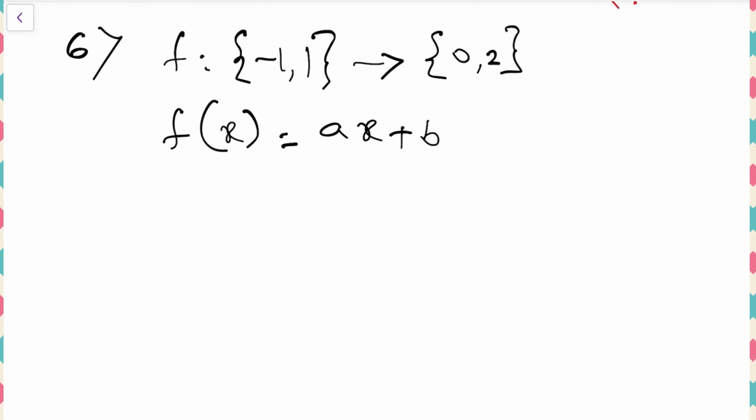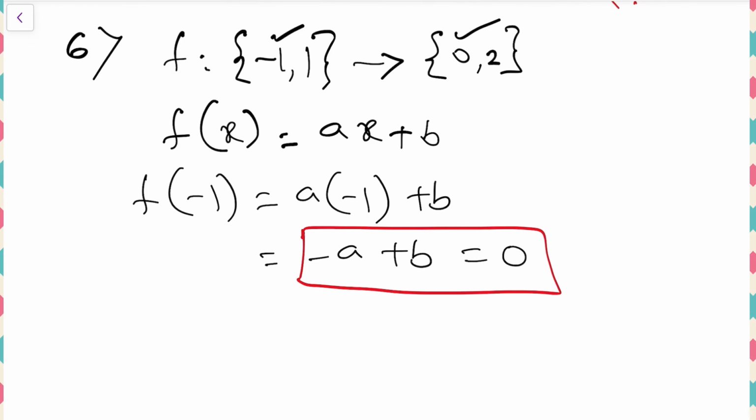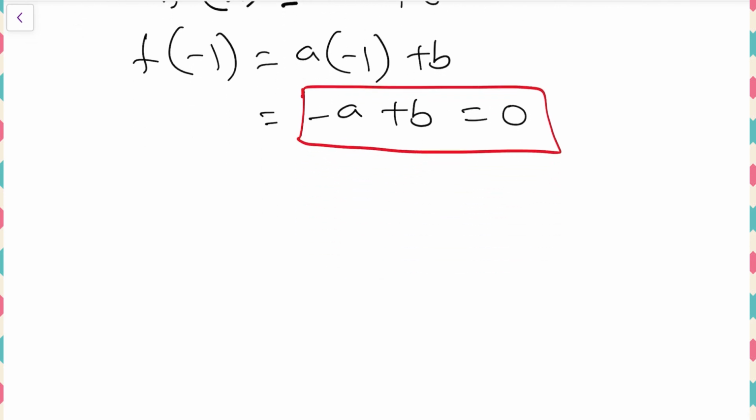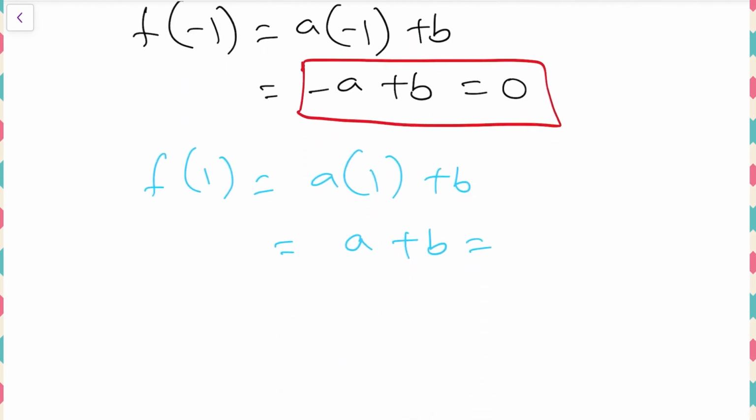So first I will substitute minus 1, that is f of minus 1 is equal to a into minus 1 plus b, that is minus a plus b. Here when we substituted minus 1 we got the answer 0. So minus a plus b is equal to 0. This is equation number 1. Next I will substitute plus 1. f of 1 is equal to a into 1 plus b, that is a plus b. When we substituted plus 1 we got the answer 2. So a plus b is equal to 2, and this is equation number 2.